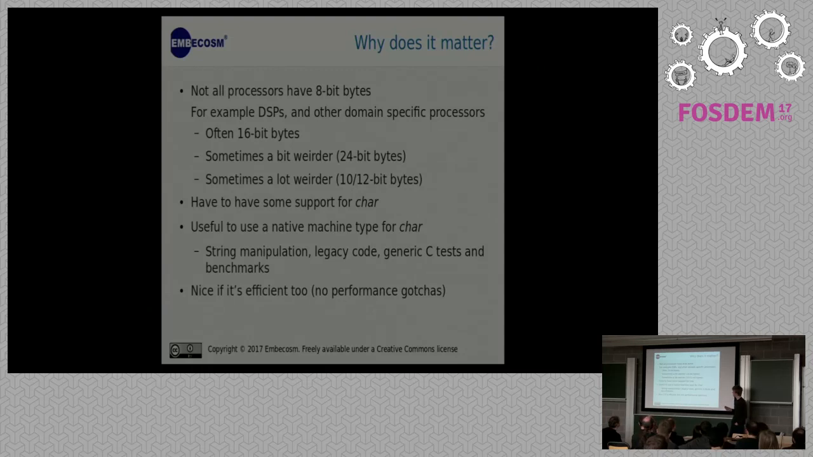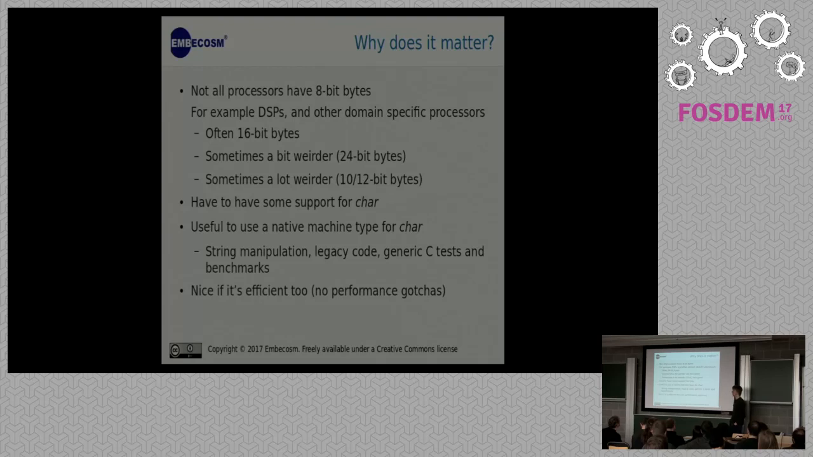24-bit bytes are quite common in DSPs as well. And I've heard of architectures where you've got 10-bit bytes, which are in use now. I know of historical weirder architectures, but odd-numbered bits per byte is, I think, less common now. Obviously, in order to support the C standard, you have to do something with your chars. You can't just pretend they don't exist and tell everyone not to use them. You have to support it in some way.